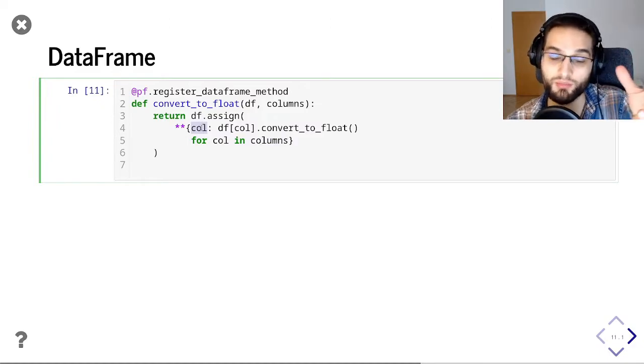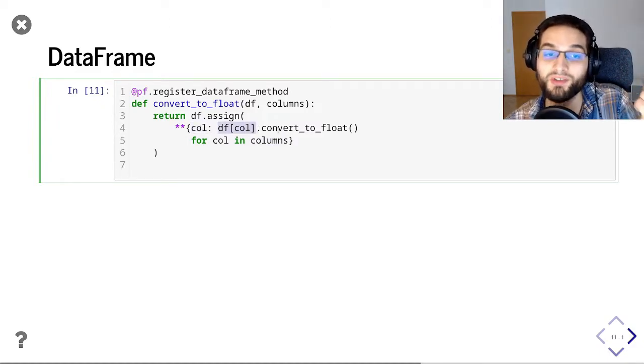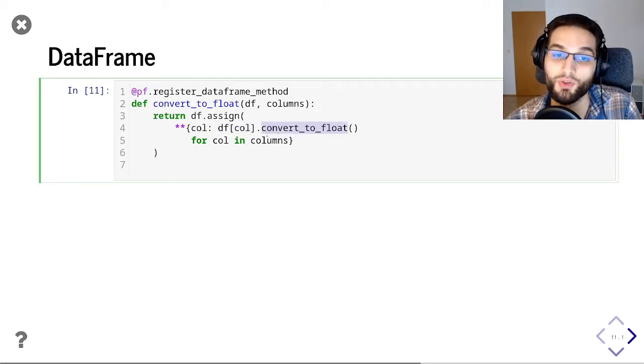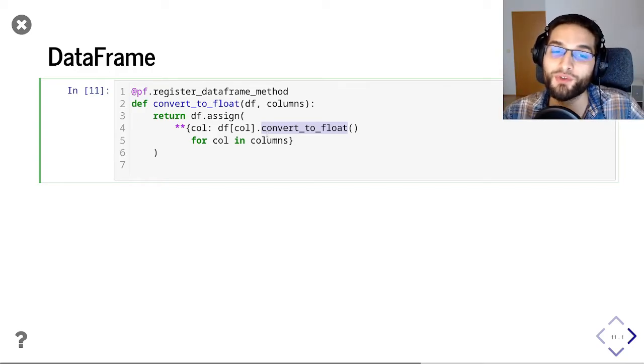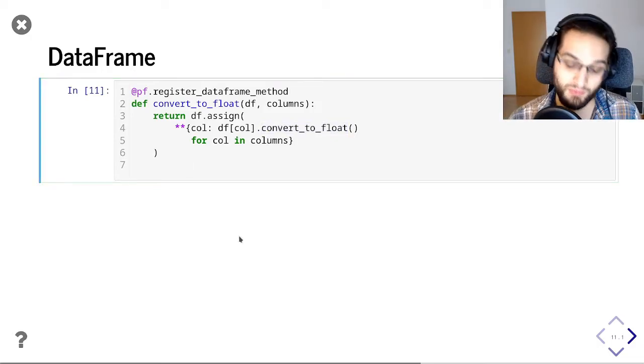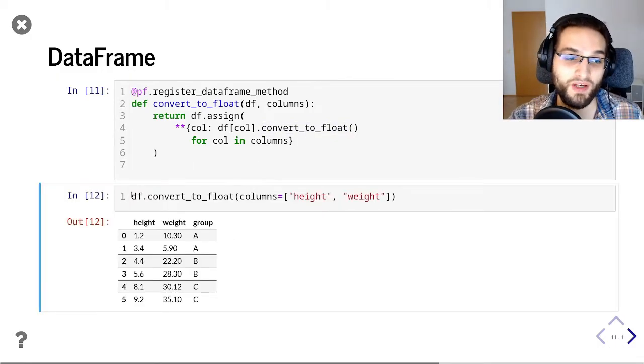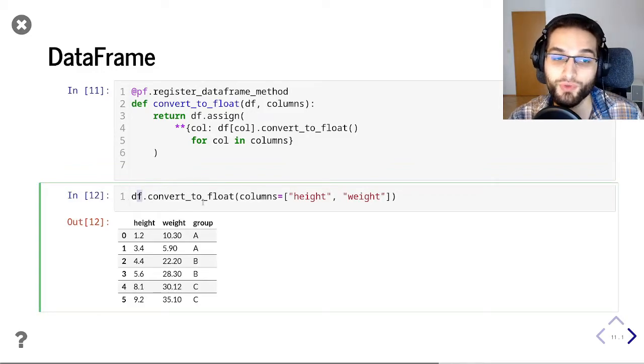So the column is now assigned to the column coming from the data frame, but after we applied this convert to float method. So actually we are using right now the previously registered convert to float method inside of our new method. And it works perfectly fine. I can just say df.convert to float and I'm providing the columns height and weight.